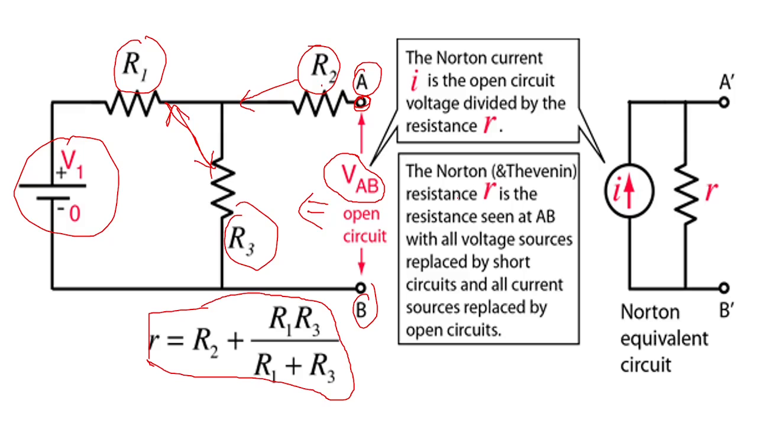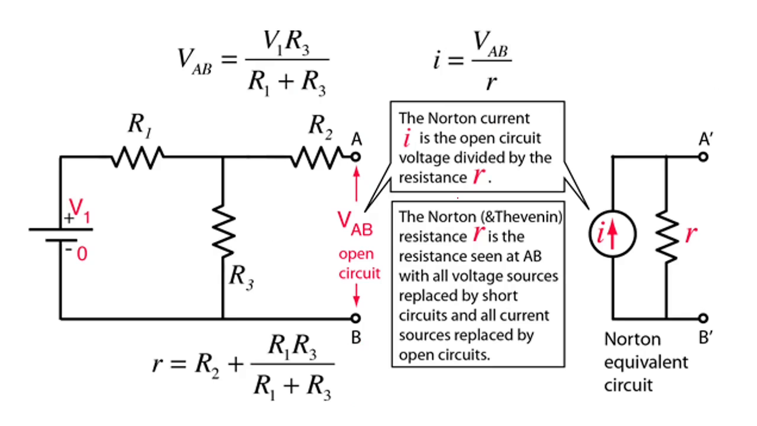This is how you can solve a circuit using Norton's theorem. So here you can see VAB, that is the voltage across A and B. On top we have given the expression for VAB.